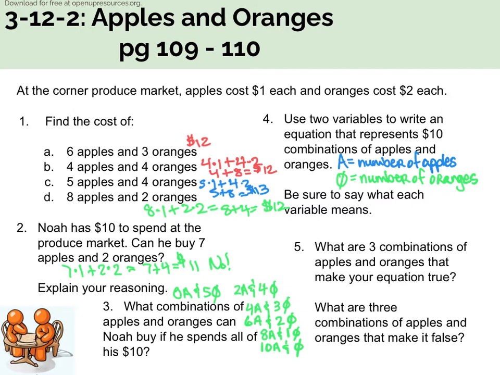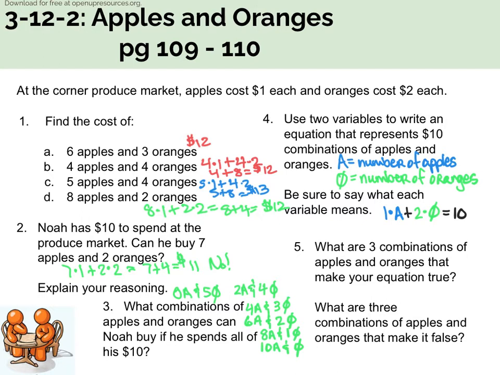So let's go ahead and write an equation. It is $1 for every apple plus, how much were the oranges? Oh, they were $2 for every orange. And all of that is going to equal the $10 total that Noah has in his pocket. So A plus 2O equals 10.